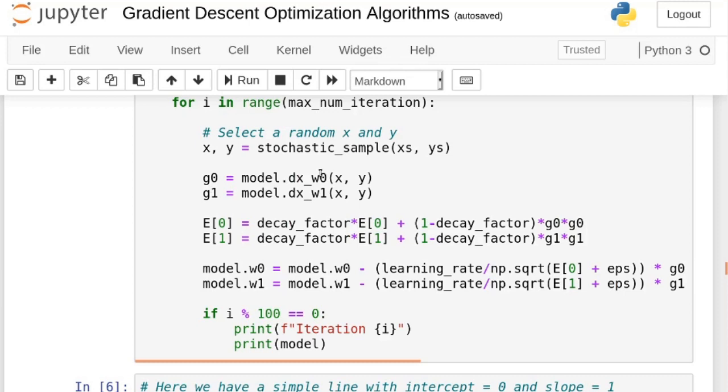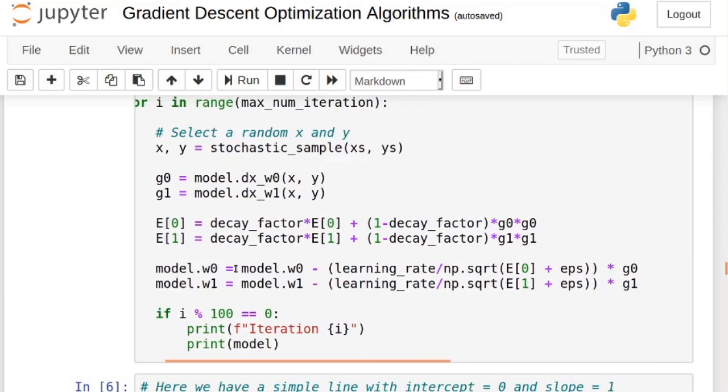So partial derivative of w0 and partial derivative of w1 at this x and at this y. And then we use those things in the calculation of our new running average for this part. So we have the decay factor, which is 0.9, and this is 0.1, and this is the previous running average, and this is the gradient exponent 2.